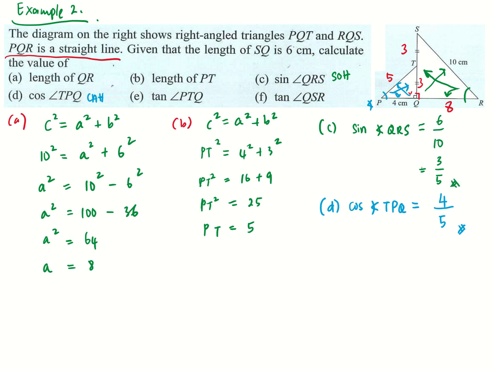Next, tangent. Tangent is TOA. So tangent of angle PTQ. Now I'm looking at T. So this is my eyes. So I'm going to rub this one. So this is the opposite, adjacent, and this is always the hypotenuse. So tangent equals opposite is 4 and adjacent is 3.